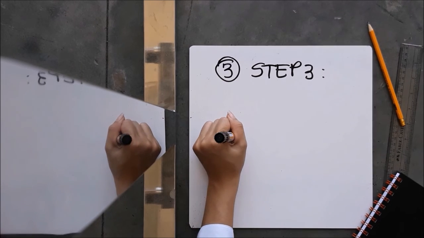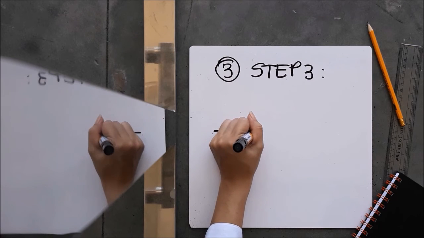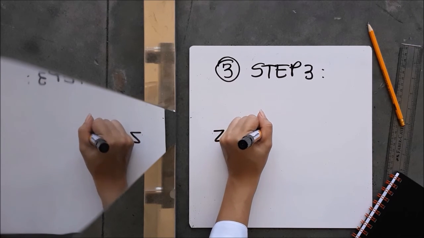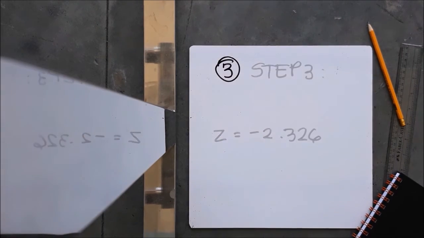Step 3. Locate the z-score again at the t-table, and using the level of significance of 0.01, you should be able to get z is equal to negative 2.326.